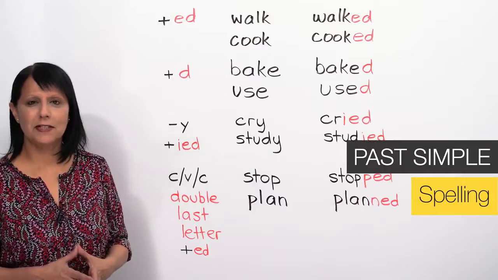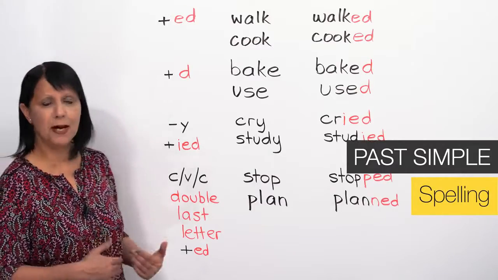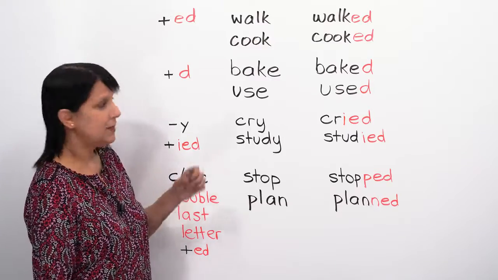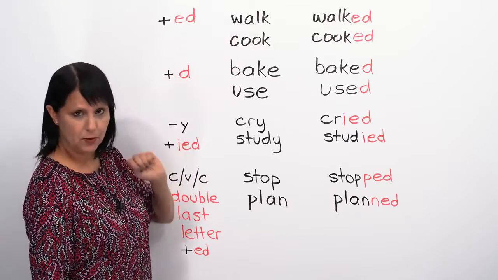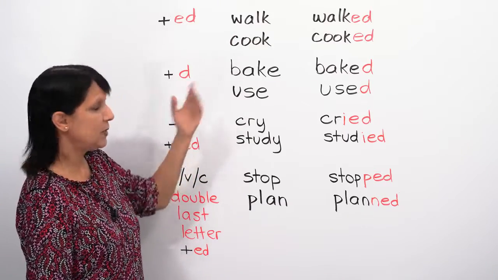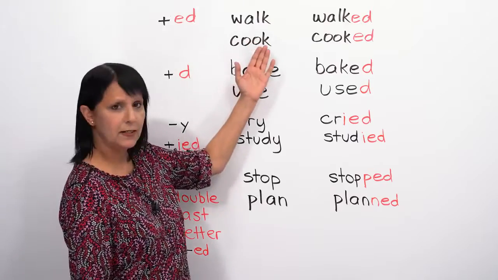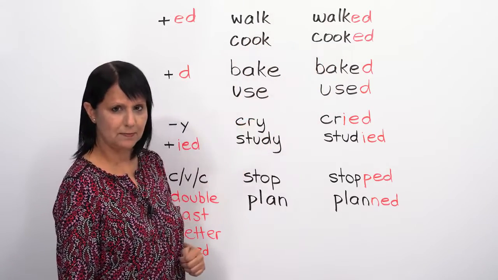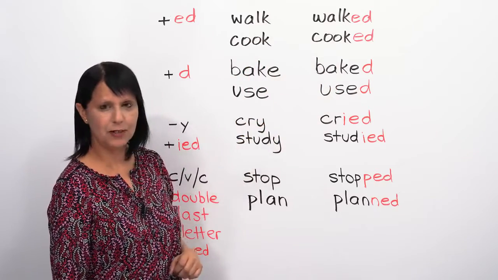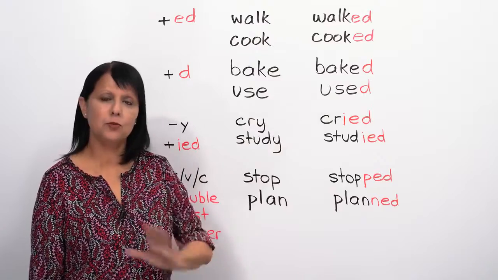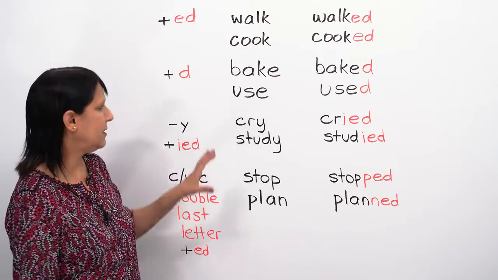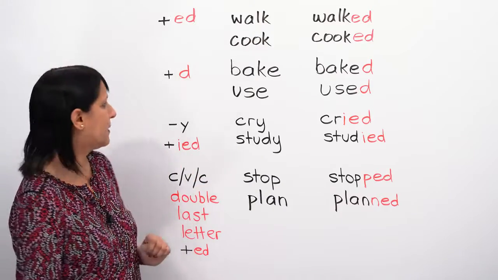Now let's look at some of the spelling changes we need to make when using the past simple tense. So we already talked about the basic one, which is that you take the verb, the base form of the verb, and you add ed. So here we have some examples. Walk and walked. Cook and cooked, right? We just needed to add ed. And that works for lots of the regular verbs. But there are always some exceptions. And here are a few exceptions, okay?